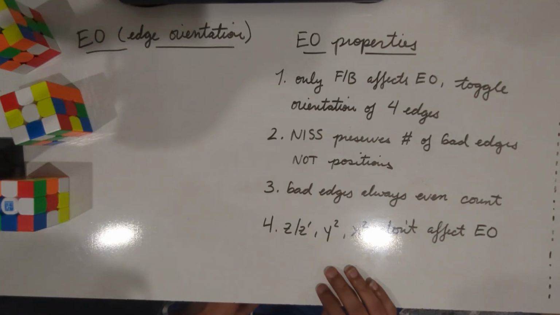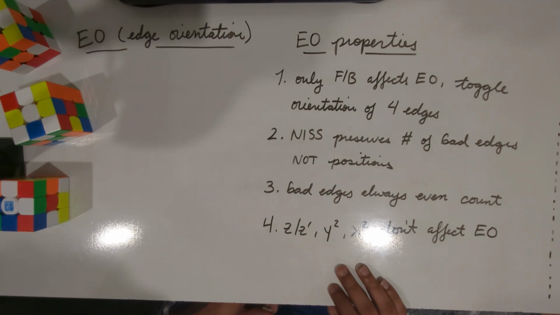We're almost ready to learn how to solve EO, but there's a couple of important properties we need to know. Firstly, moves other than F or B don't change EO at all. Conversely, F and B quarter turns flip the EO of all four edges on that face, from good to bad and bad to good. Secondly, the number of bad edges is preserved across NISS, but their locations are not necessarily preserved.